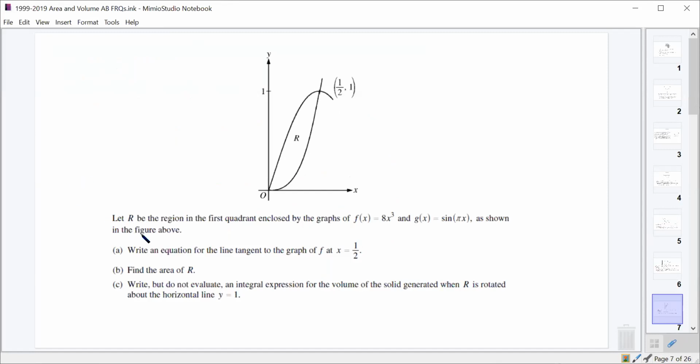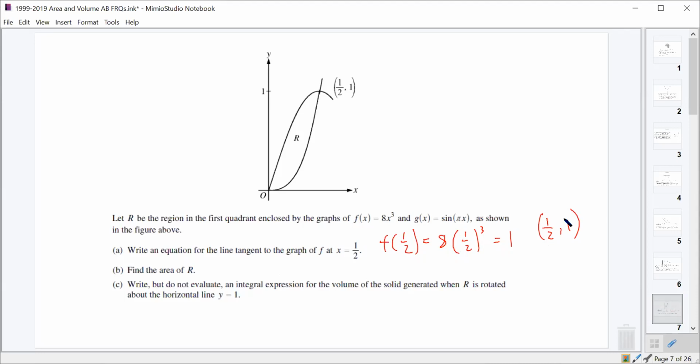So we'll just work through it together since we only have about 10 minutes left here. First thing we want to do is write an equation for the tangent line to f at x equals 1/2. That should be pretty straightforward. That's just, you need a slope and you need a point. So we need the point when x equals a half. That'd be 8 times 1/2 cubed, which would be 8 times an 8th, which would be 1. So we're looking at the point 1/2 comma 1.